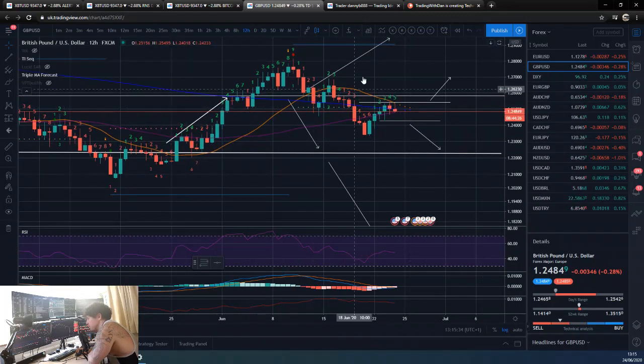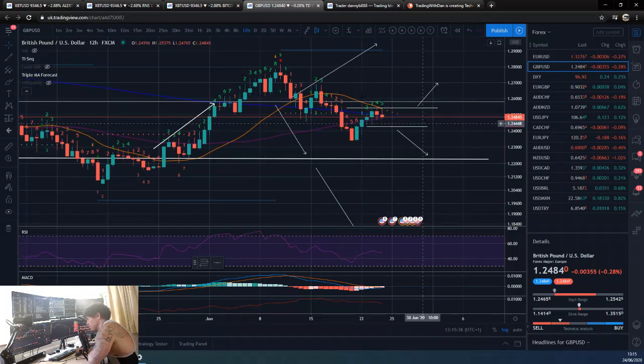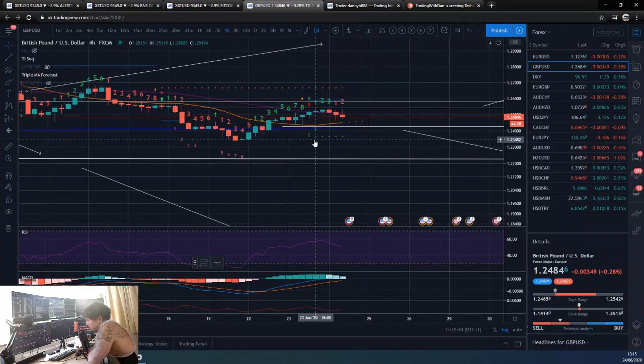Nothing really on the 12-hour. Potential trend line. Obviously it is on all time frames, and then a nice 4-hour 9 as well, which we are currently looking at trading below. Well, we traded below, but looking like trying to close below.